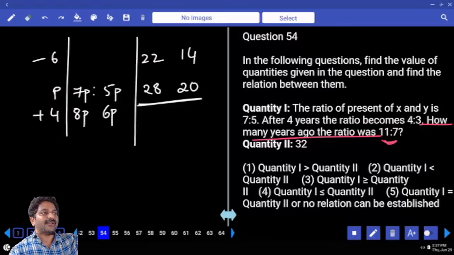So whereas your Q2 is more than 28, Q1 is less than 28, Q2 is more than 28. That itself is sufficient to answer the question. Have you understood the point?